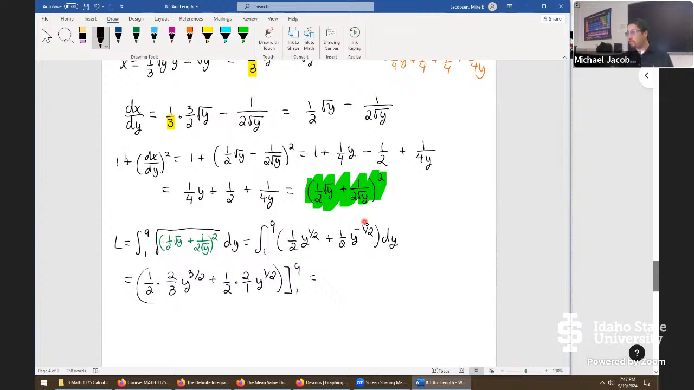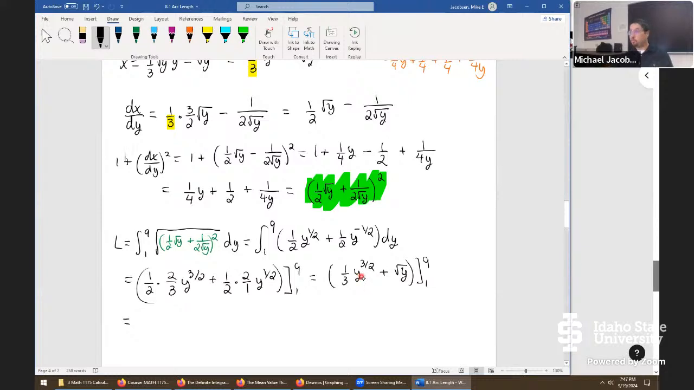And let's simplify it before the evaluation. No reason to carry all this stuff in when we're evaluating for the upper limit, lower limit. Might as well simplify it now, less writing overall, I think. So we'll have 1/3 y to the power of 3/2 plus, might as well just call that one square root y, evaluated from 1 to 9.